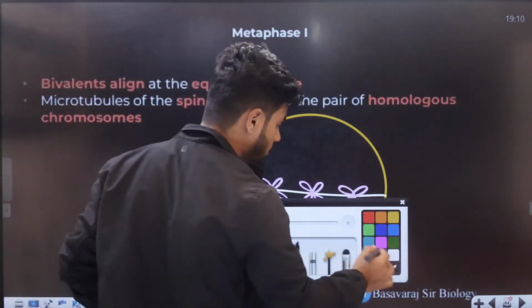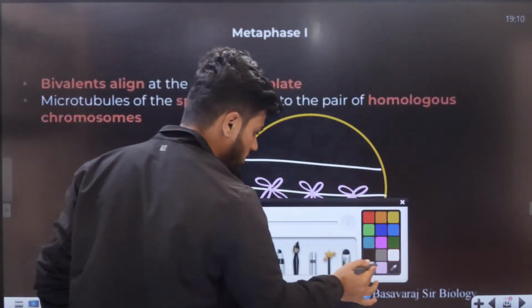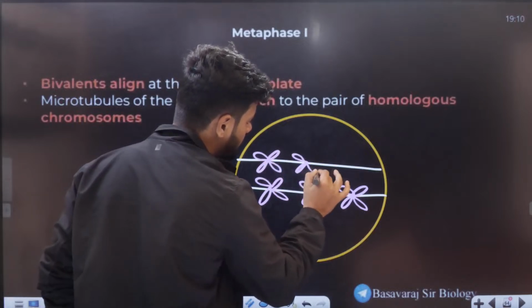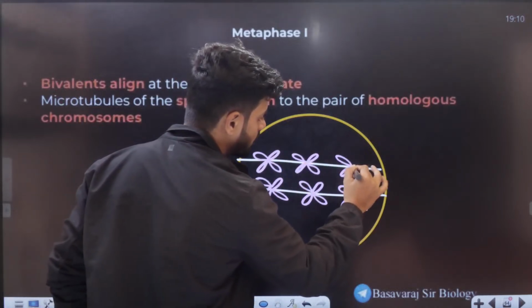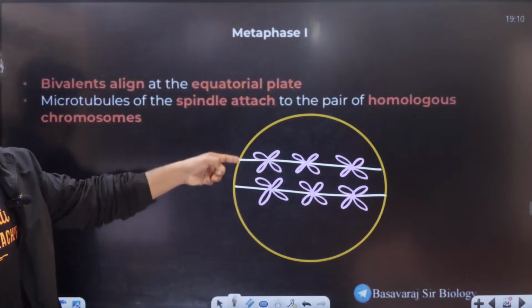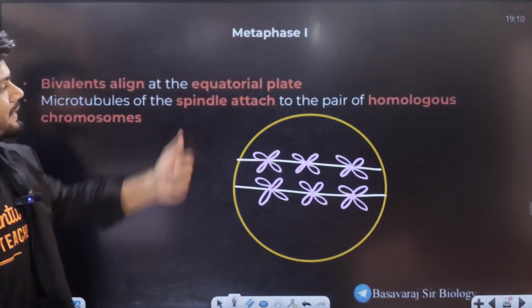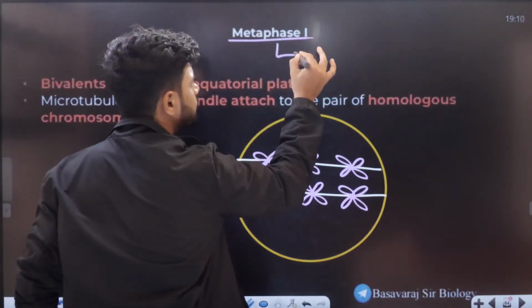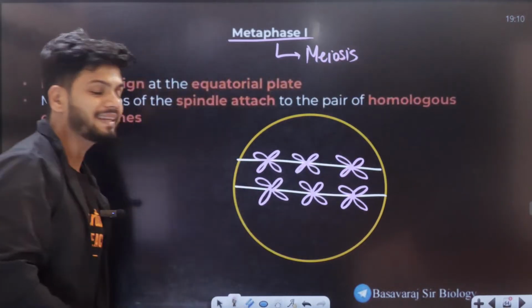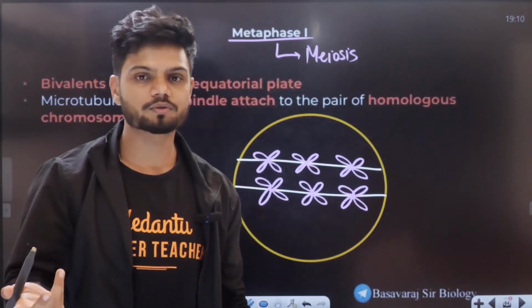In the case of meiosis, there are homologous chromosomes. So we have two separate metaphase plates now, because this right here is going to be metaphase 1 of meiosis. Because in the case of meiosis, homologous chromosomes are involved.